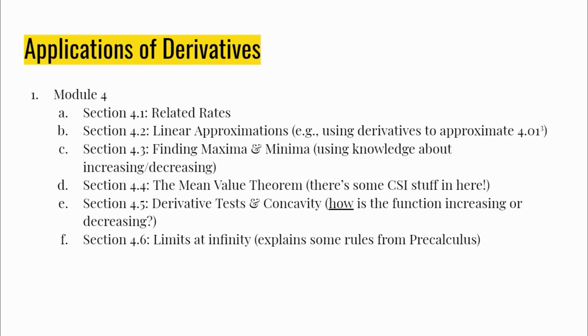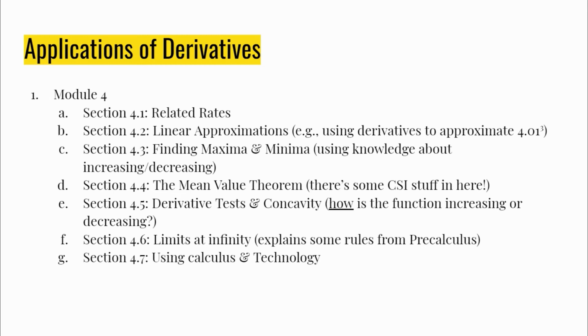Section 4.6 is about limits at infinity and asymptotes, and one thing that this can do is explain some rules that you may remember from a pre-calculus class about how to look at rational functions in particular, but also other things. We live in a wonderful time where technology can tell us a lot about functions. Much of calculus was built and created during a time where we would have to graph functions by hand, where we would have to do calculations like 4.01 to the third power by hand. And calculus made those things a whole lot easier.